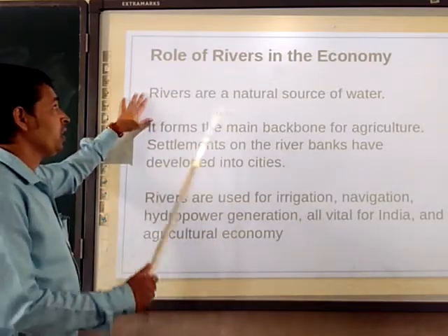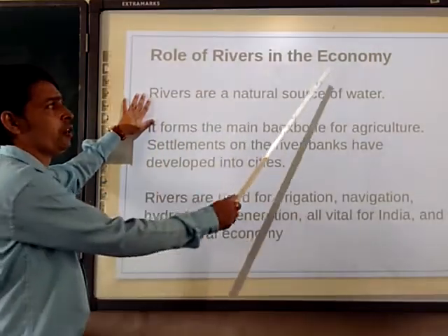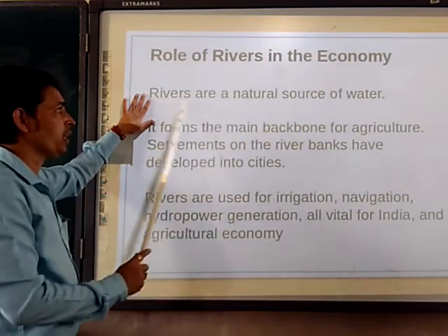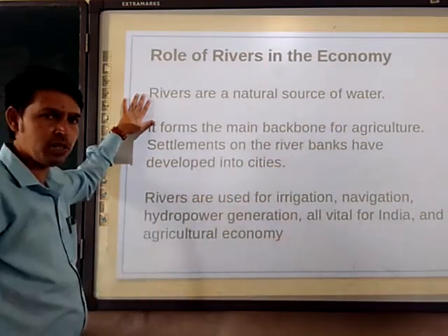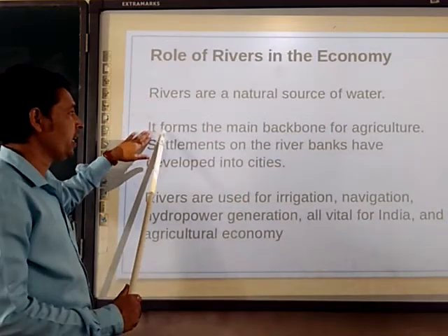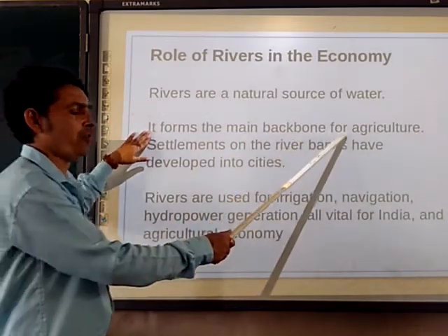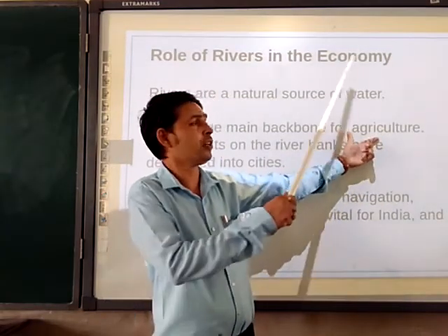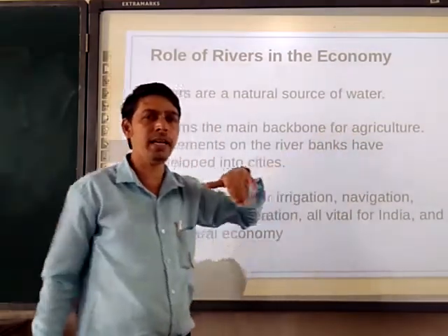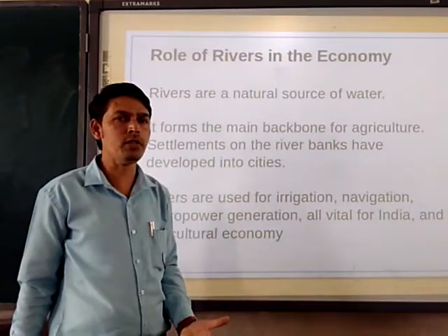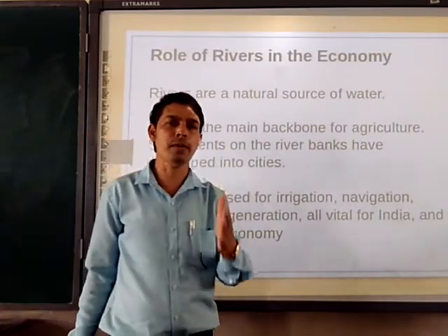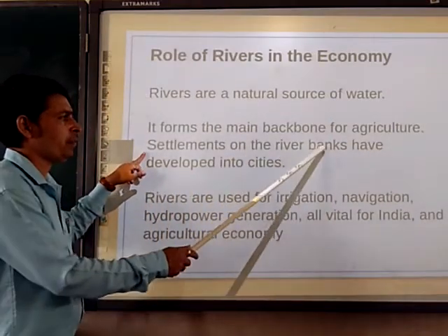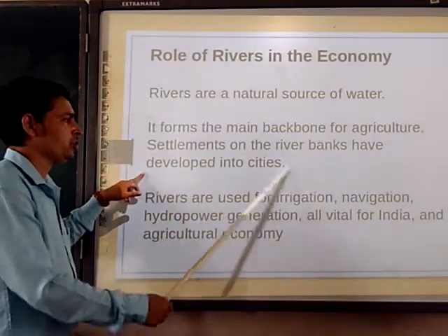So next, role of rivers in the economy. How rivers are supporting our economy. So rivers are a natural source of water. Then it forms the main backbone of agriculture. That is, agriculture is boosting our economy and helping the primary sector and producing a good amount of gross domestic product. Then settlements on the river bank have developed into cities.